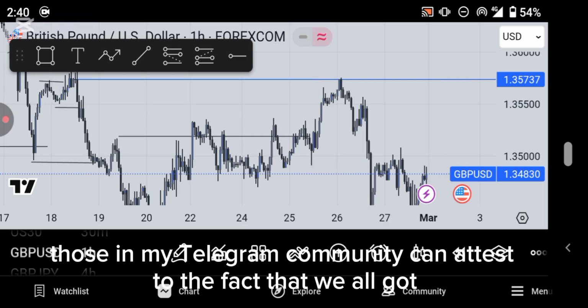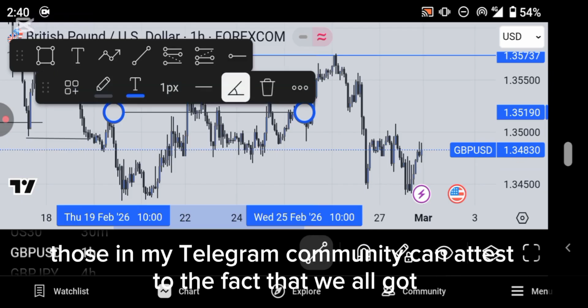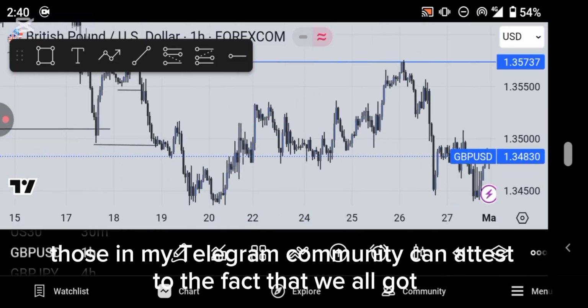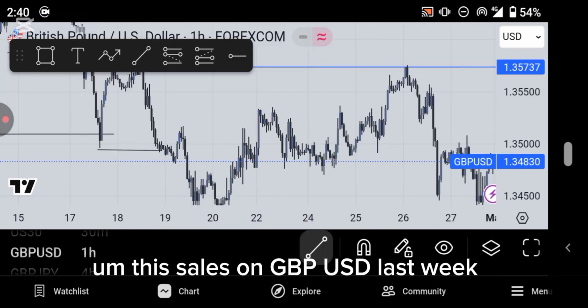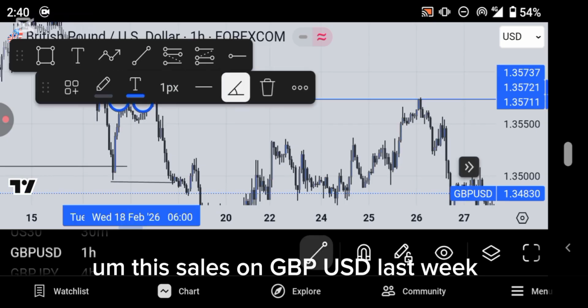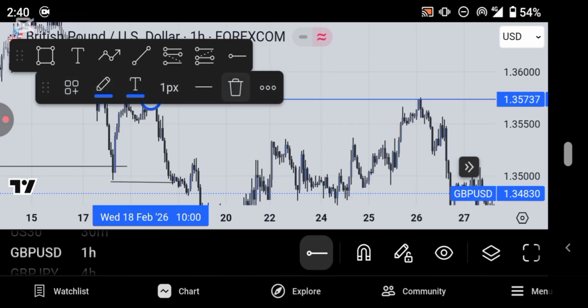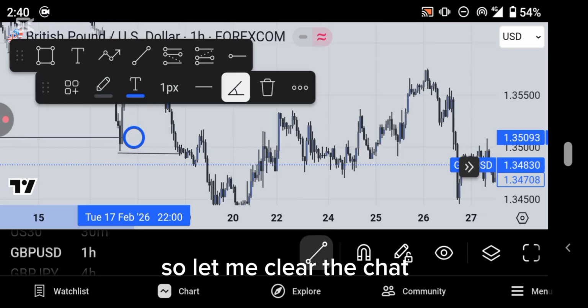Those in my Telegram community can attest to the fact that we all got these sales on GBP USD last week. So let me clear the chart.